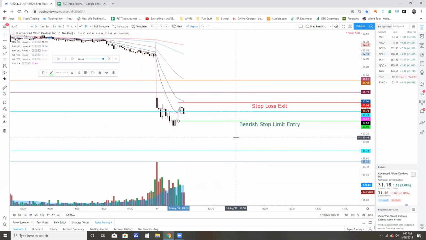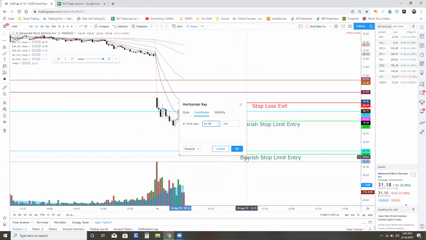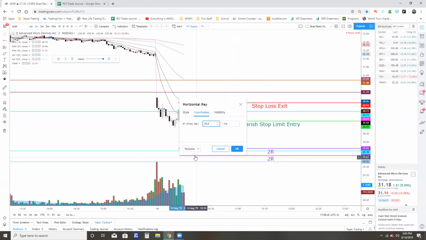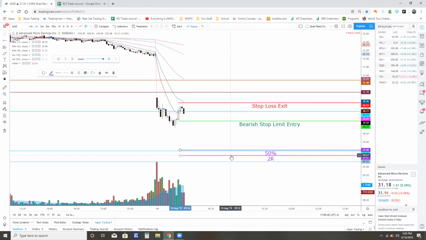All right, so 44 cents of risk means 88 cents of reward. 88 cents of reward puts me at 29.67 for 2R. So this is probably one of those times where I would definitely want to take half at 29.80. And depending on what it does at 29.80, I'll either take the rest at 2R or I'll push it down to 2 pennies above the daily 100 simple moving average.